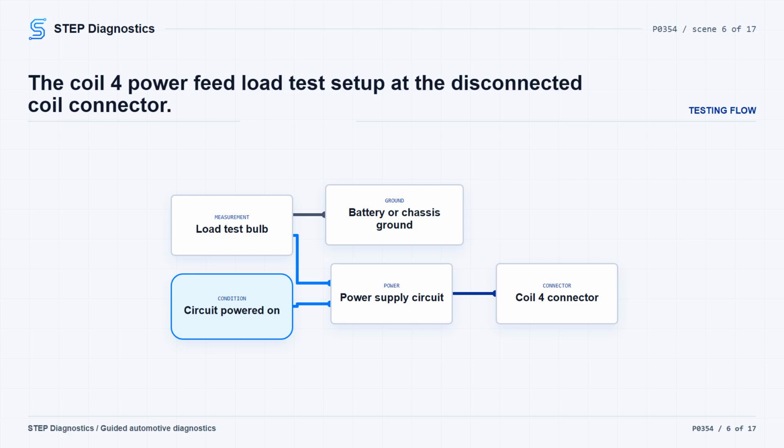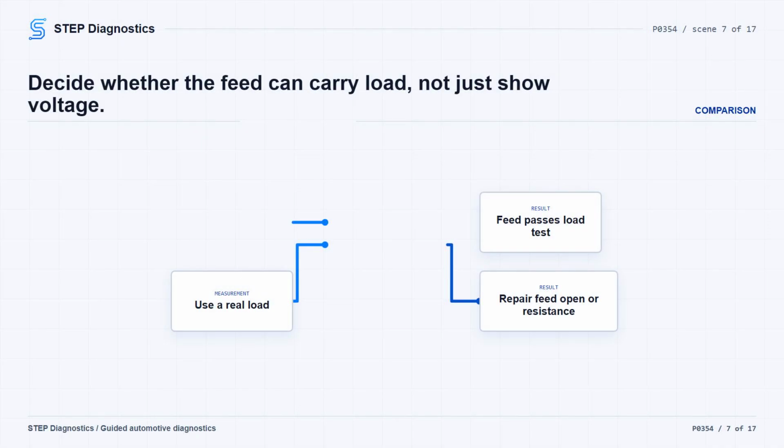If the bulb is not bright, repair the power supply circuit for an open or high resistance, then verify the repair and confirm the code stays gone. If the bulb is bright, continue to the control circuit test.